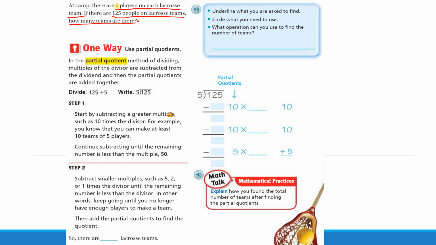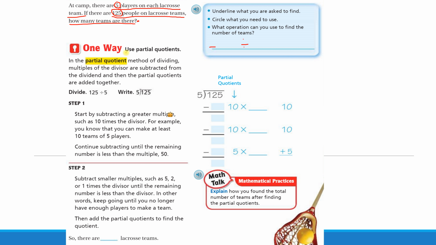Circle what you need to use. Okay, we can do that too. We need to use 5 players on each team and 125 people total. What operation can you use to find the number of teams? Well, if we continue to take 5 away to figure out how many until we get up to 125, that's repeated subtraction, so we can use subtraction, or to make it quicker, we can use division. And really, again, division is all it is, repeated subtraction.